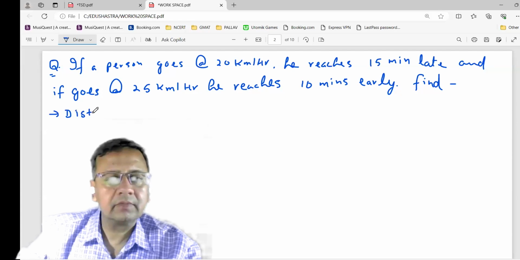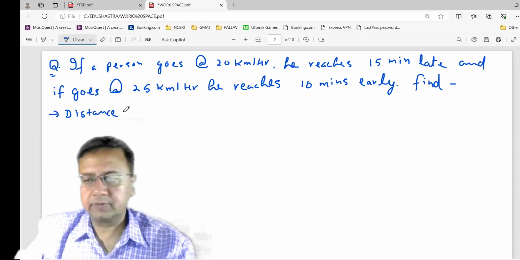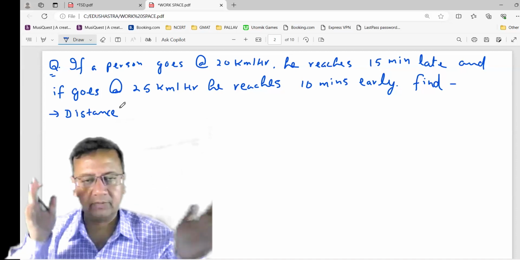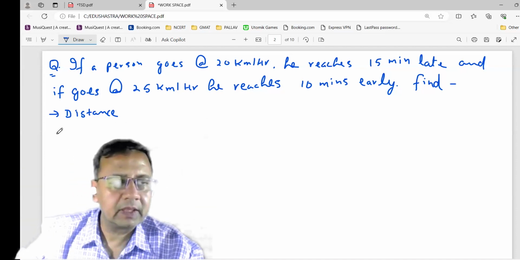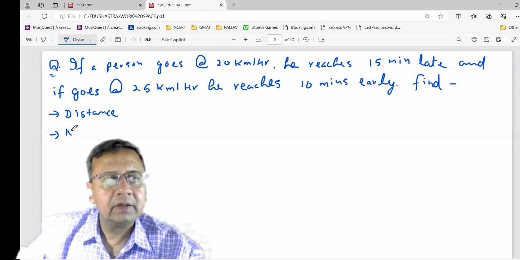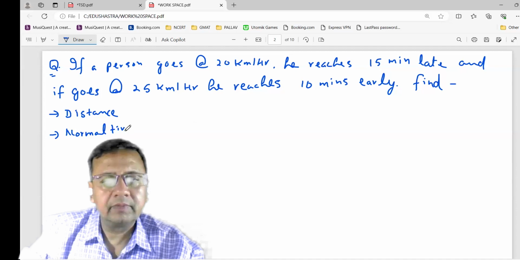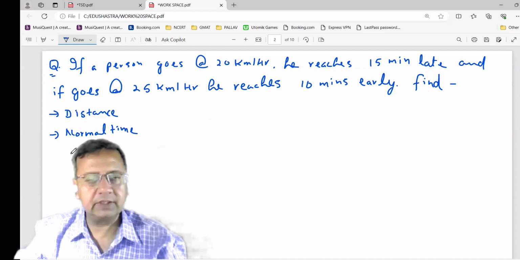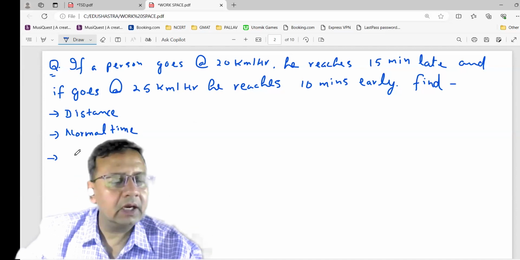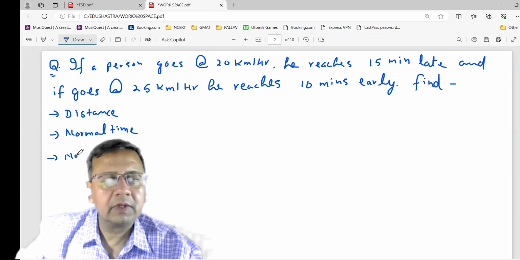Find the distance between source and destination, a starting point and final point, and the normal time to reach from source to destination.